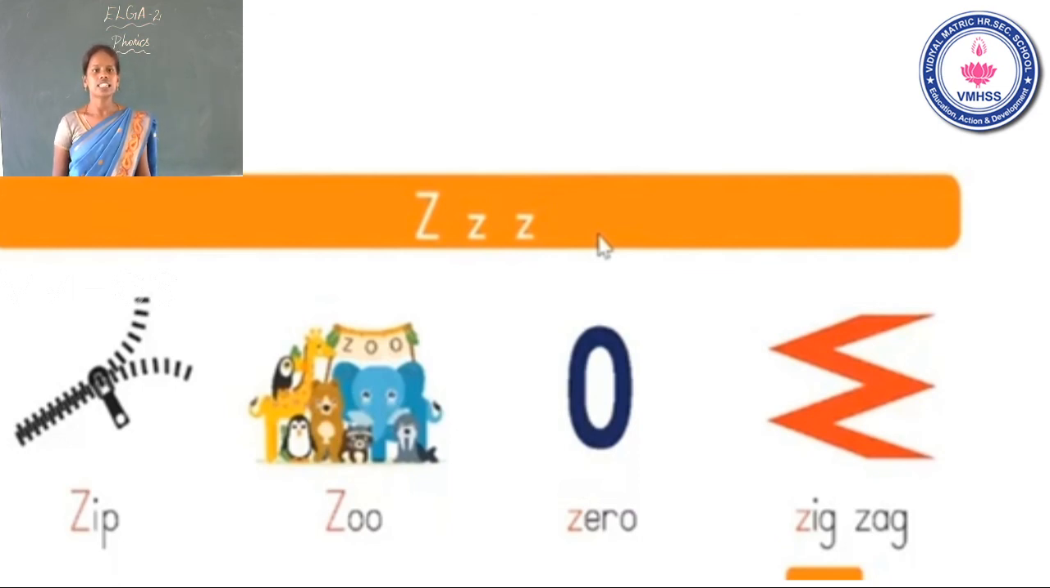Third one, zero. Last one, zigzag. Do you know zigzag? That is zigzag. Okay, once again I'll repeat it. The first one, zip. Second one, zoo. Third one, zero. Last one, zigzag. Okay.